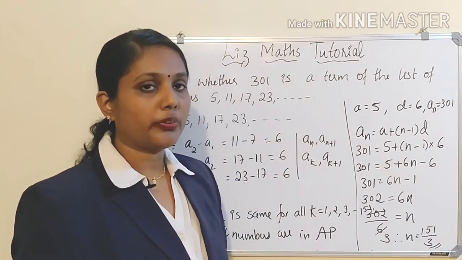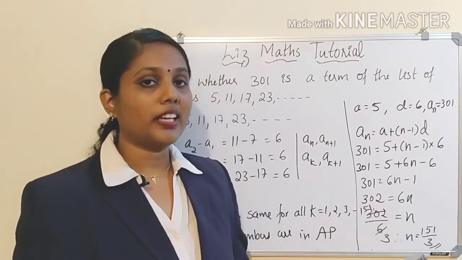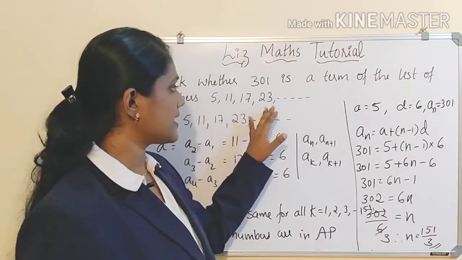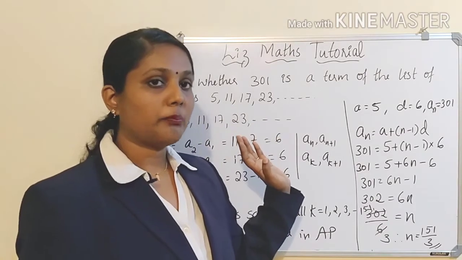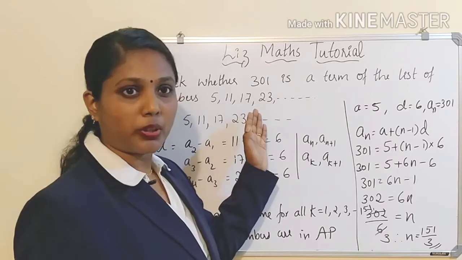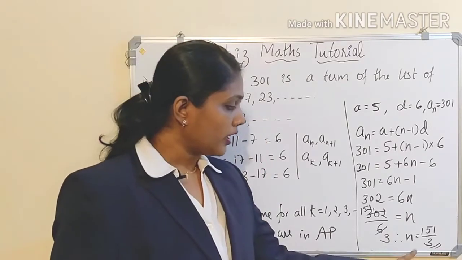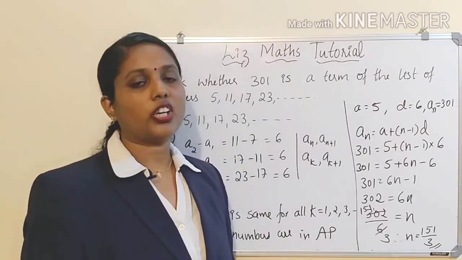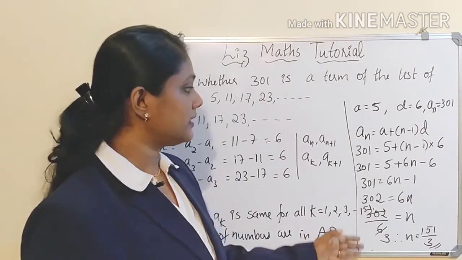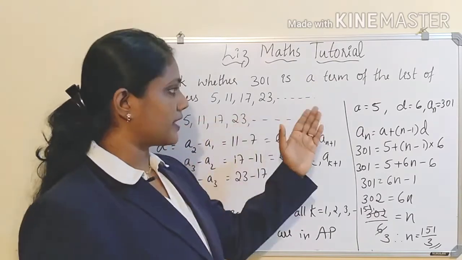Now you have to think about whether the N you got is a positive integer. See, in the given list of numbers, 5, 11, 17, 23, these are positive integers, isn't it? Can you find anything other than a positive integer here? No, these are all positive integers. But the N we got here is not a positive integer. We can come to the conclusion that this 301 is not a term of this list of numbers.